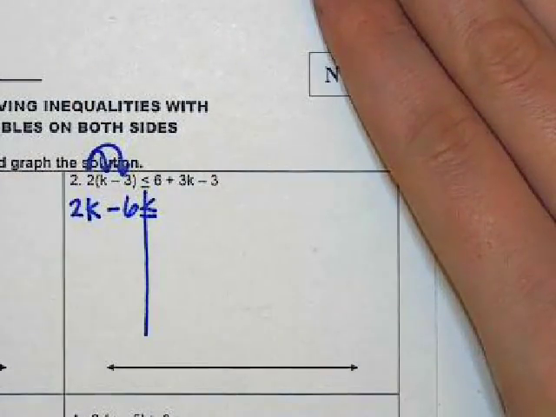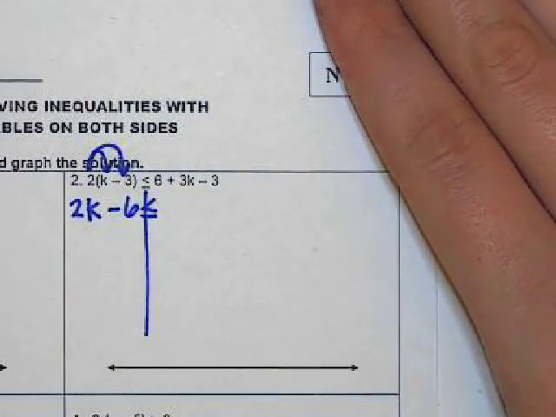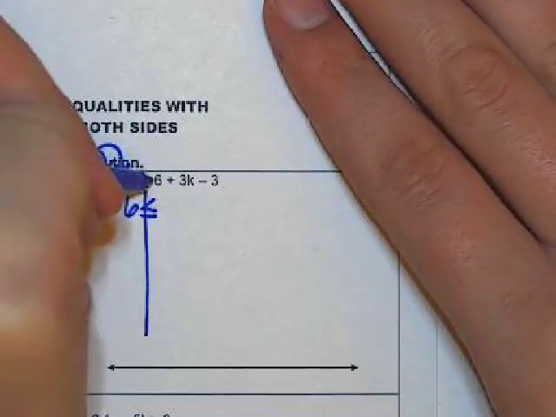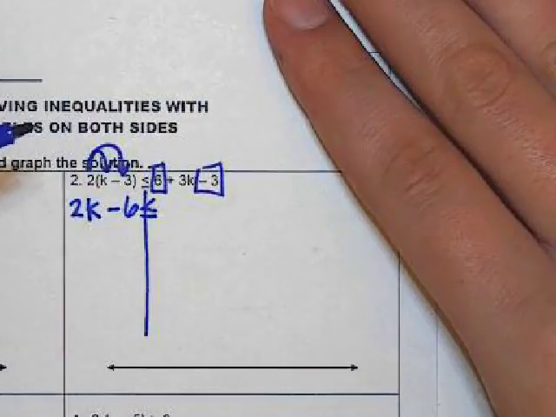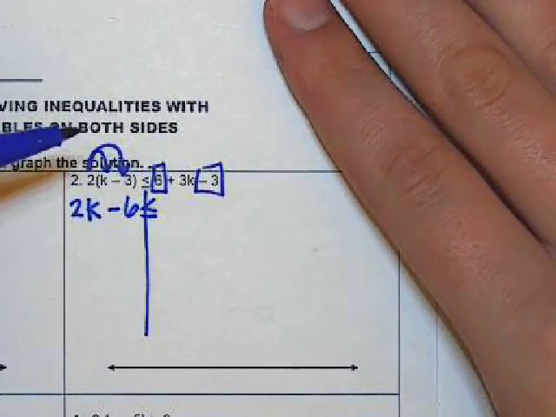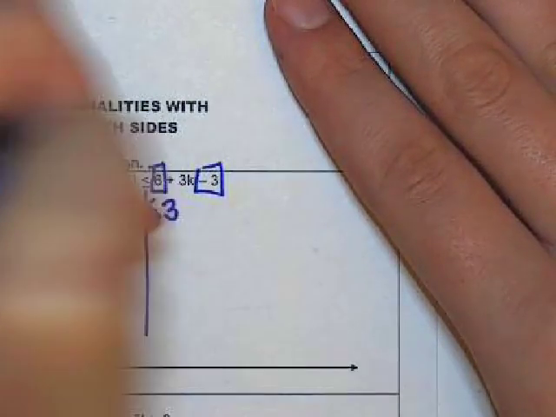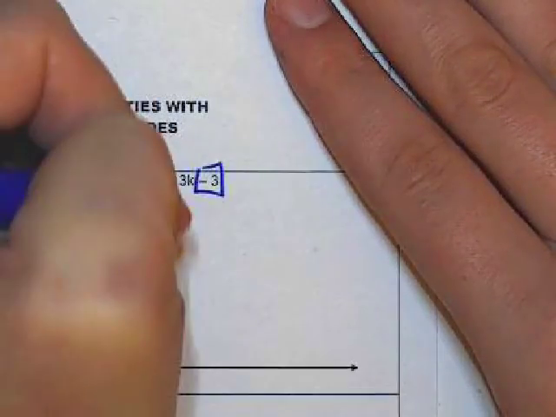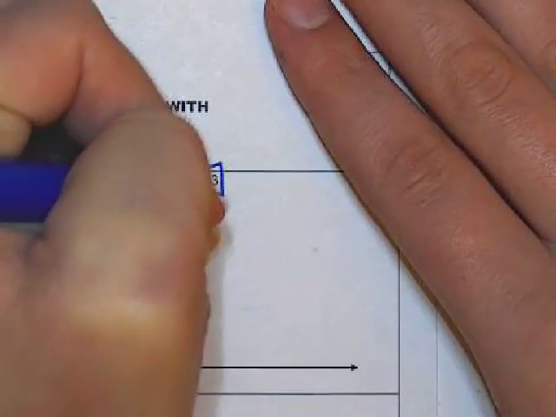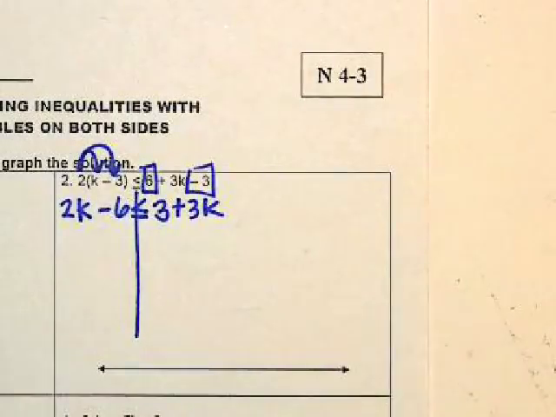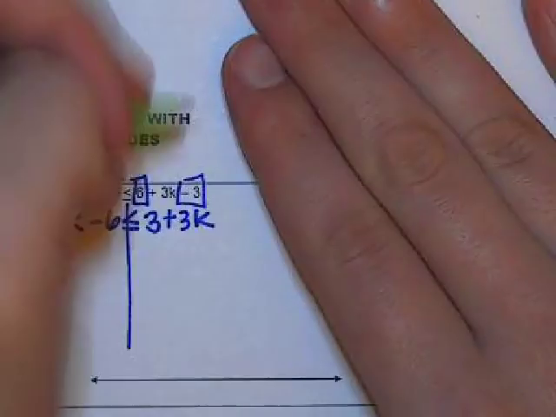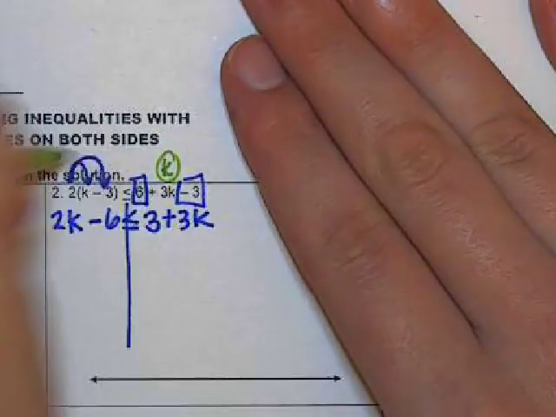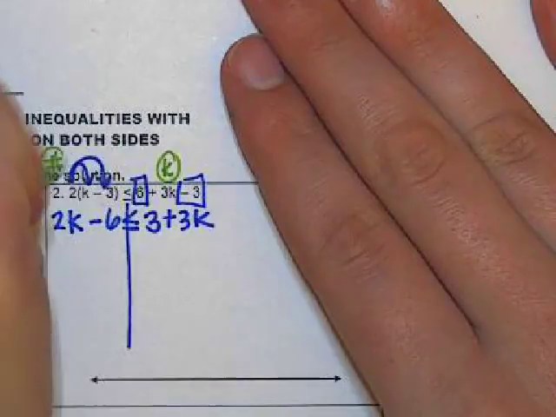Now, on the other side, what can I do? Combine like terms. So I've got 6 and negative 3. Give me what? 3. Then what? Plus 3k. All right. I've got k's on both sides. Which one is bigger? 2k or 3k? 3k. So this is going to be my k side. This is going to be my number side.